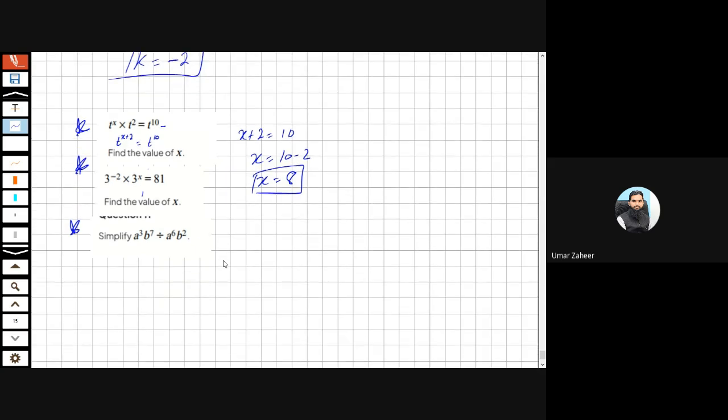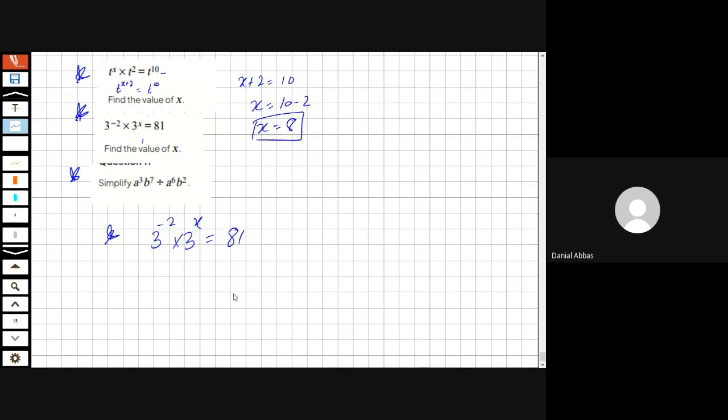Yes, Daniel, for the next question. Sir, we can take 81 as 3 power 4, I think. And it's minus 2 plus x. Yes, sir. 3 power 4. Okay. So if we simplify, we get x equals 6. It's minus 2 here, so on the other side it is going to be plus 2. That will be 6. All right.